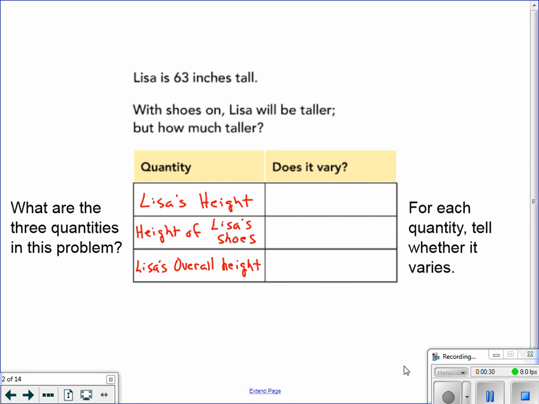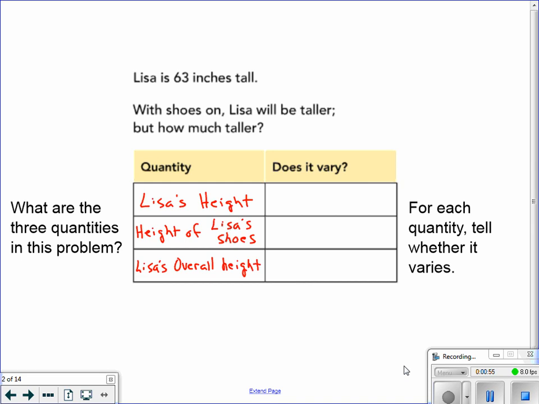So this first part here, Lisa is 63 inches tall. With shoes on, Lisa will be taller, but how much taller? Well, right away you think, well, it depends on how high her shoes are. So the first question there, what are the three quantities in this problem? Well, the first one is Lisa's height. And then the next part it asks is, does it vary?